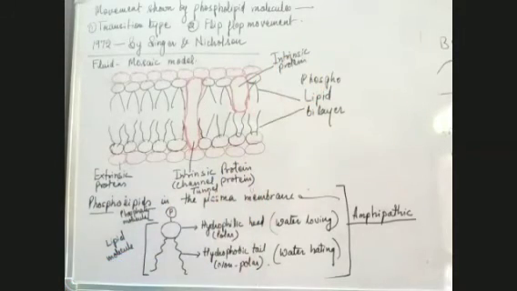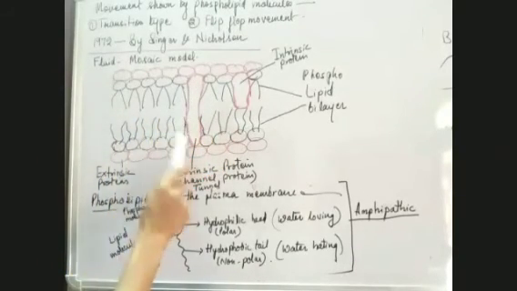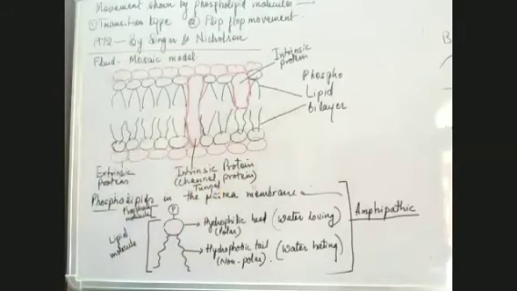Now, two types of proteins are there. One which are on the surface, like this one and this layer. And one which are partially or completely embedded in between the phospholipid bilayer. So these are intrinsic proteins.